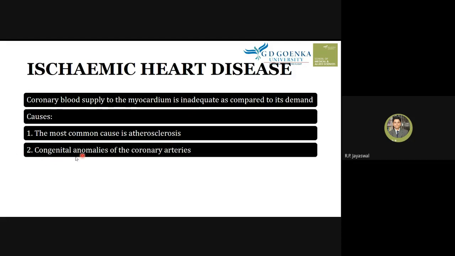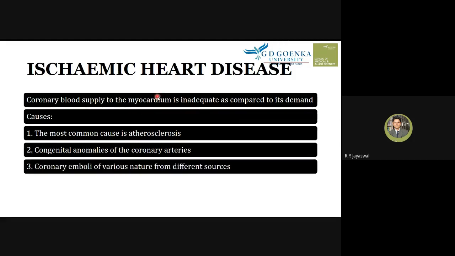The second cause is congenital anomalies of the coronary arteries. Some people have a defect in the coronary arteries by birth, and because of that it leads to inadequate blood supply to the heart muscles. Here, coronary emboli of various nature from different sources can also lead to inadequate blood supply to the myocardium.